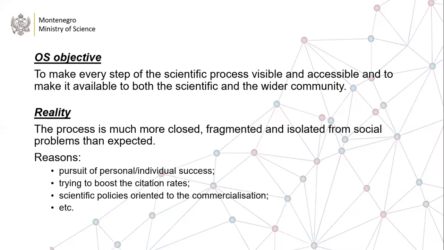However, in reality, we see that scientific knowledge production is much more closed, fragmented, and isolated from social problems than expected. The reasons for this can be manifold. These are only some of the examples. For example, scientific practice becomes locked in the pursuit of individual success because scientists compete to reach their priorities, and therefore much of their knowledge is not disseminated. Also, researchers are motivated to guide their research towards areas, topics, and methods that would be widely cited. This does not necessarily coincide with societal needs. Also, scientific policies oriented towards commercialization of scientific knowledge increasingly lock up scientific knowledge.